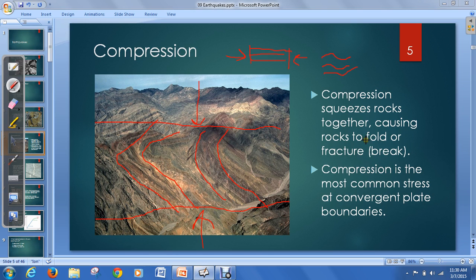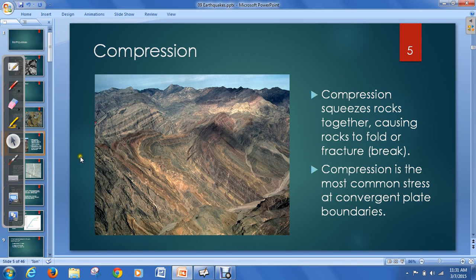Okay, so that's what we call a fold. Sometimes if there's enough pressure, you're actually going to get a fracture, meaning the rocks are going to start to break, and that's when you start to get earthquakes. Again, this is what you'd expect with the convergent boundary because convergent boundaries naturally are pushing in on each other from the side. So that's compressional stress associated with a convergent boundary, and it can cause earthquakes if the rocks fracture.